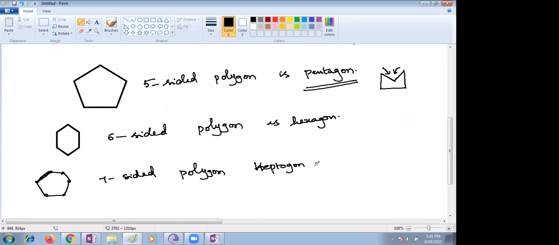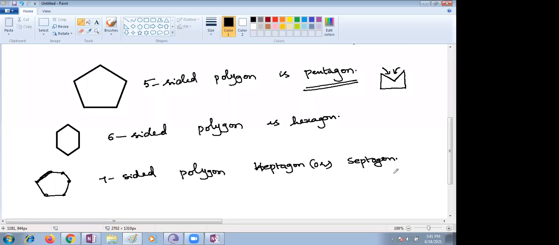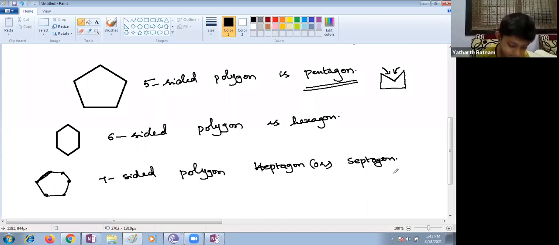Heptagon or septagon, both names we can call it. Some textbooks give it as septagon, and some textbooks give it as heptagon.